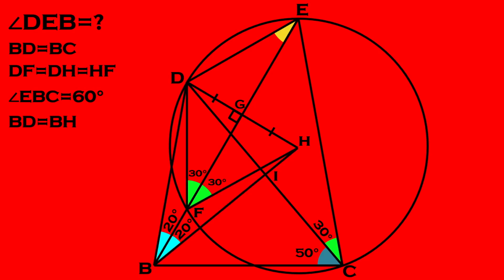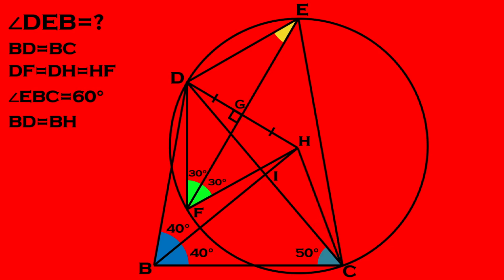Now, we noted that the angle EBC is equal to 60 degrees. Therefore, the remaining angle must be 40 degrees. If we remove segment BF, the angle DBH will be 20 plus 20, 40 degrees.